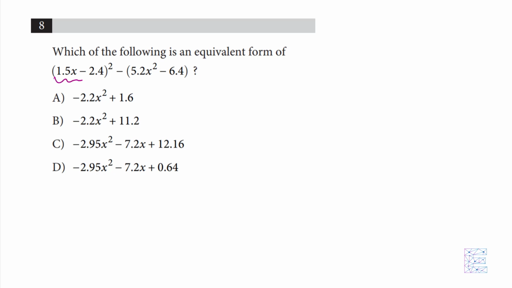The first quantity right here is being squared. That means we have to write it twice, and then we're going to FOIL that. So (1.5x - 2.4) times itself, (1.5x - 2.4). And the second quantity right here, we have to distribute this -1. So that makes this negative 5.2x² plus 6.4.